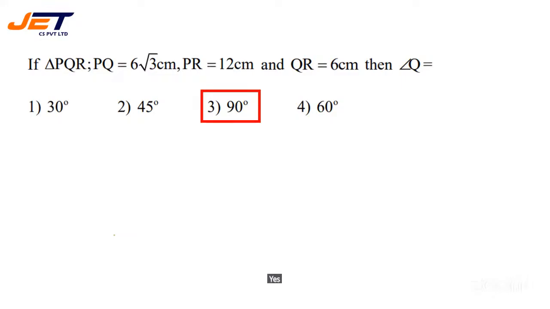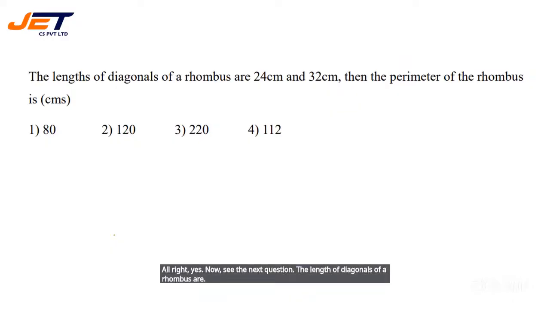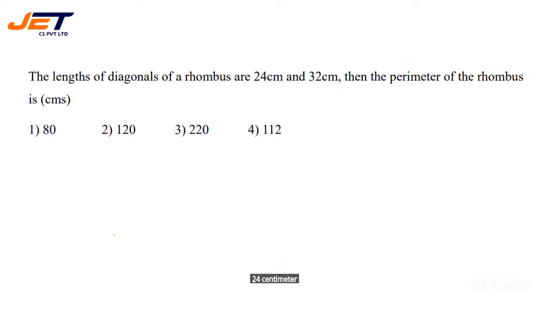Yes, your answer is angle Q is 90 degrees. All right, yes. Now see the next question. The length of diagonals of a rhombus are 24 centimeter and 32 centimeter. Then the perimeter of the rhombus is dash. What is the perimeter of the rhombus?